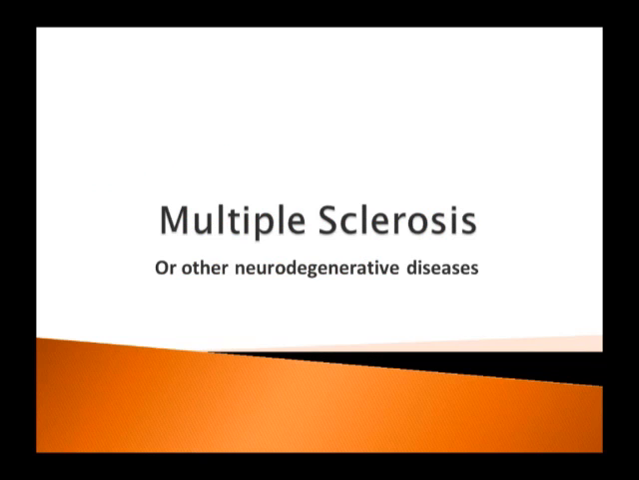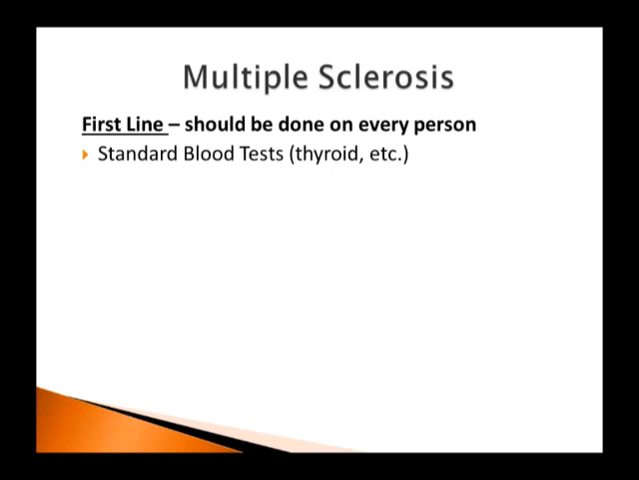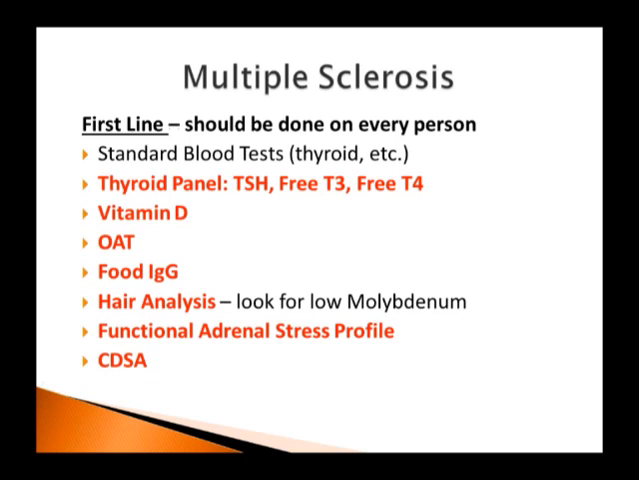Well, let's talk about multiple sclerosis. Again, another serious disorder, and we can link that to other types of neurodegenerative diseases. These are tests that I feel are first line that everybody who has a diagnosis with multiple sclerosis should do. Standard blood test, just like before, looking at thyroid, liver function, lipid levels, etc. I want to get a much better assessment on thyroid function. Matter of fact, I've seen a fair amount of people with MS who have low thyroid and actually feel better when you get their thyroid regulated more appropriately.